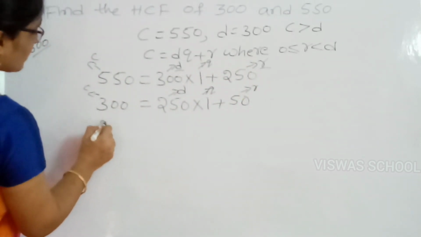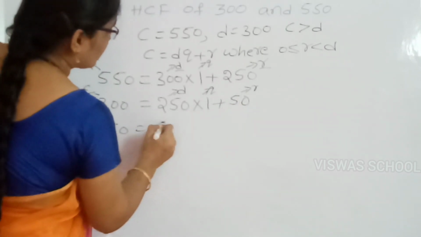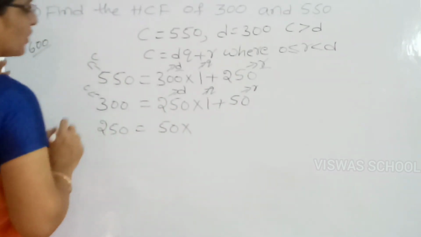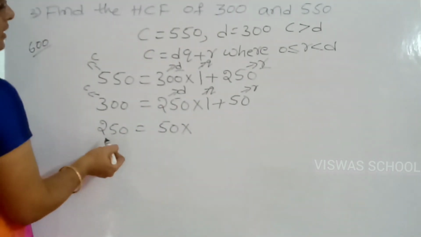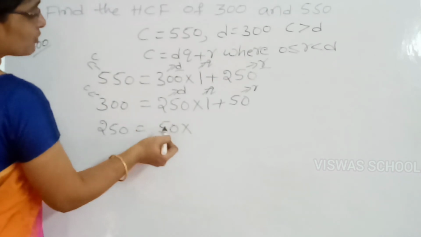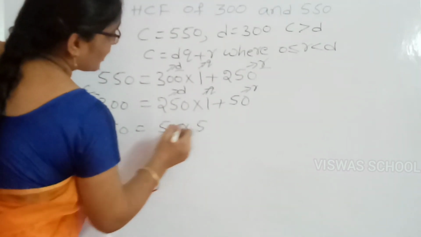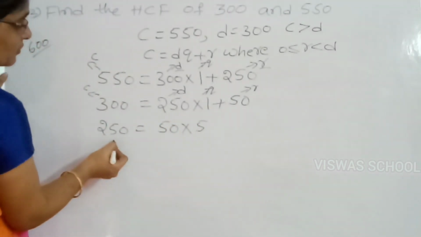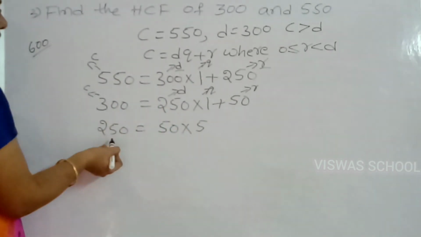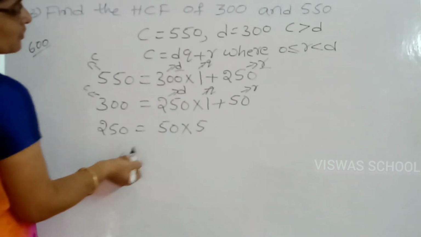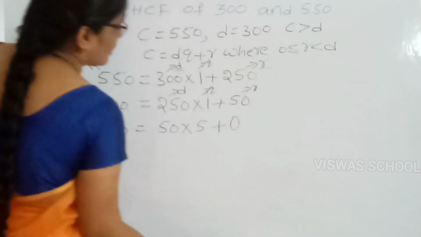That is 250 equals 50 into, here the quotient is what? Our value is 250. To get 250 here, by which value do we have to multiply 50? 5 fives are 250. Okay, 5 fives are 250. Then what is the remainder here? 5 fives are 250. Our value is also 250. 250 minus 250 equals how much? 0. That is, here the remainder is 0.